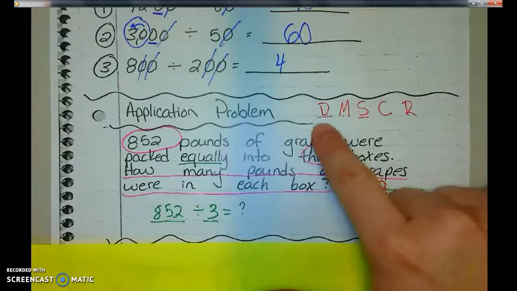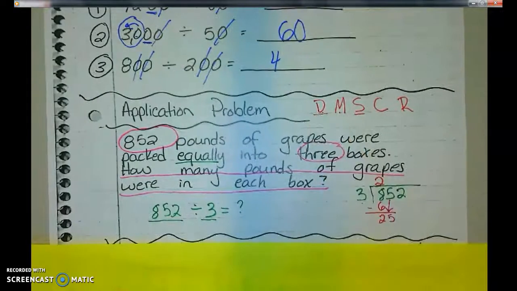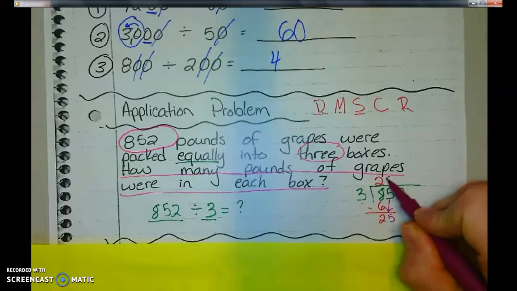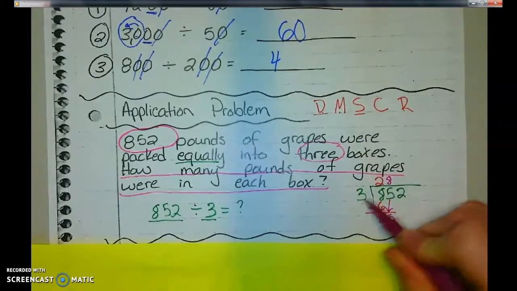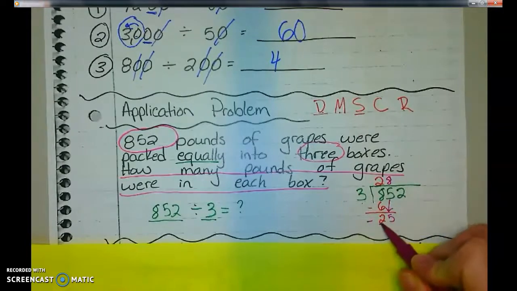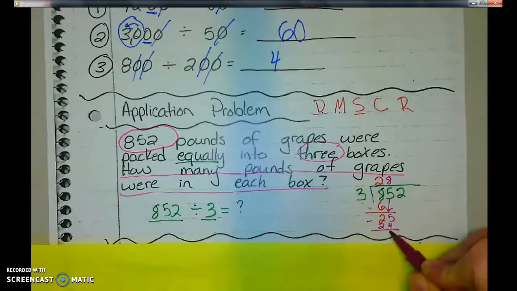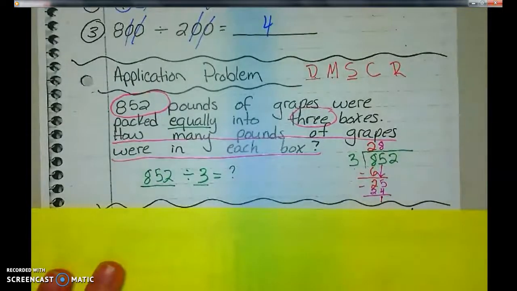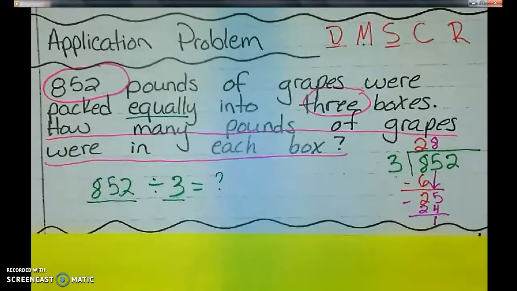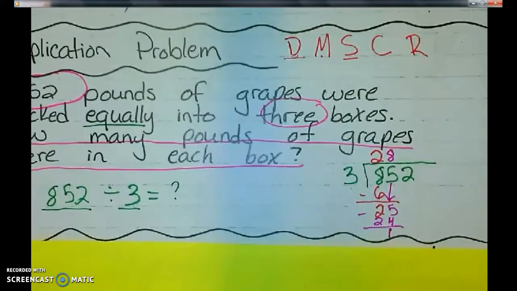Now I'm going to start over. I'm going to divide. Can my 3 go into 25? Well, it can go in there equally 8 times, because now I'm going to multiply. 3 times 8 is going to get me 24. 25 minus 24 is 1. I told you I'm going to have to get a little creative with my spacing here, because I didn't give myself enough room.